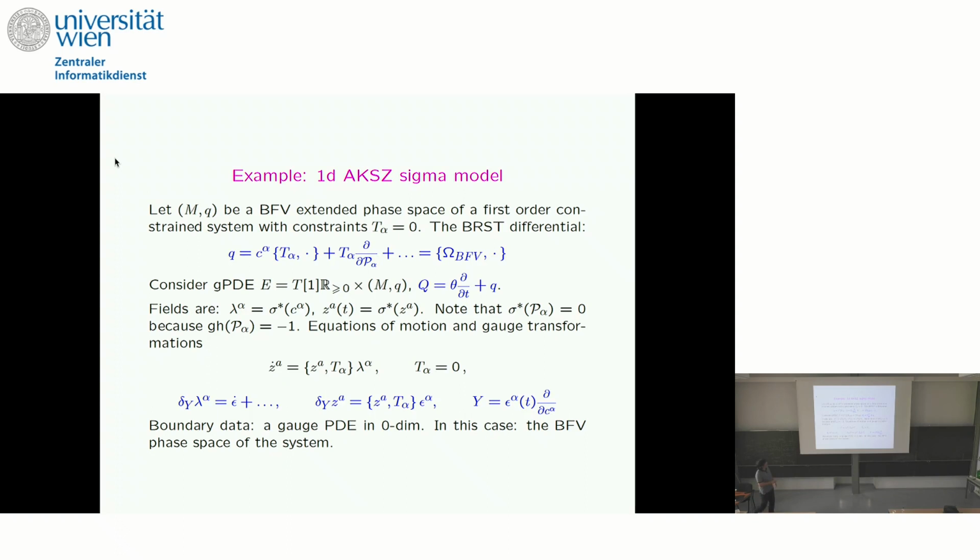And there are fields associated to ghosts, to phase space variables, and to ghost momenta, but these are trivially zero because they're in degree minus one, they don't lead to physical fields. And if you read off equations, you will find familiar equations of motion for a constrained Hamiltonian system. And if you read off gauge transformations, you find usual gauge transformations for equations of motion of a constrained Hamiltonian system. And if we pull back everything to a boundary, which means just one point in this case on the timeline, we get, of course, just a BFV phase space of our system. In this setup, to simplify things, I put Hamiltonian to zero, but we know that for relativistic systems, we don't have one. So for instance, we arrived at Hamiltonian formalism as it should be on the initial data.